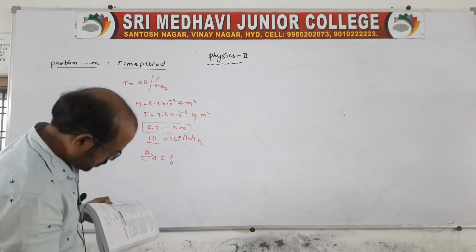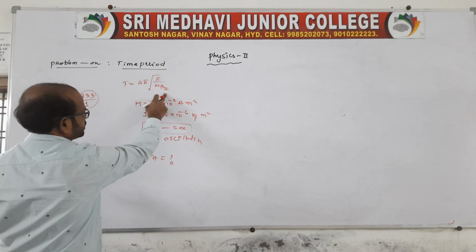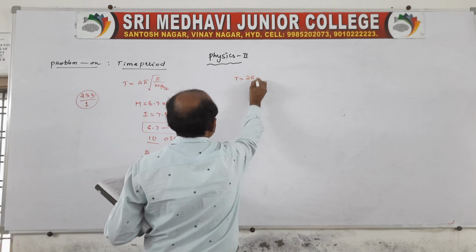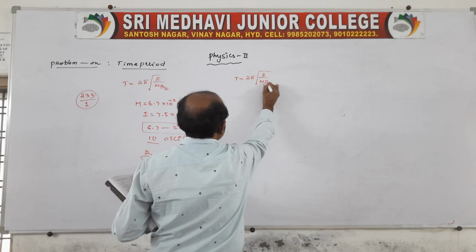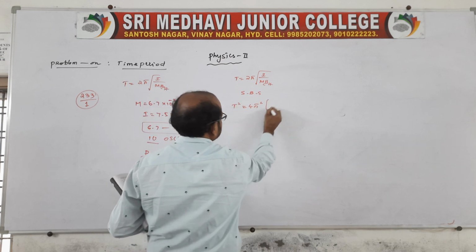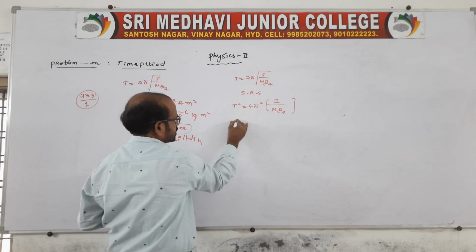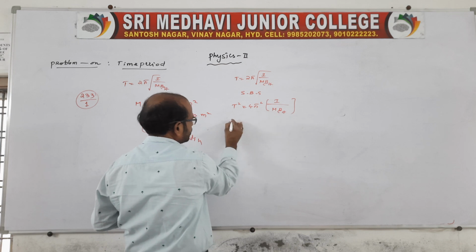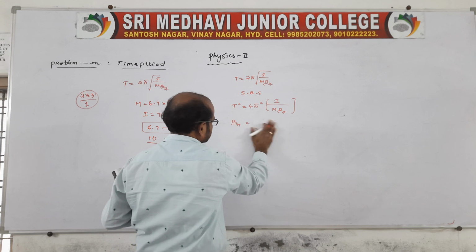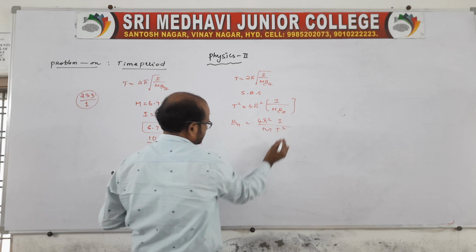But we don't know the time period, no? Now we need to find the time period, because T = 2π√(I/MB_H), and it is asking for B_H. So first of all, take this formula and square on both sides: T² = 4π² I/(M B_H). Cross multiplying, B_H = 4π² I/(M T²).